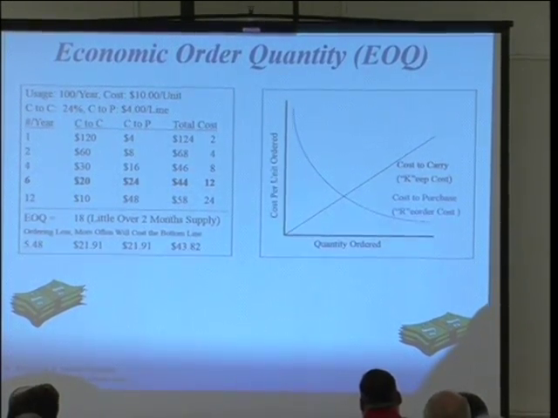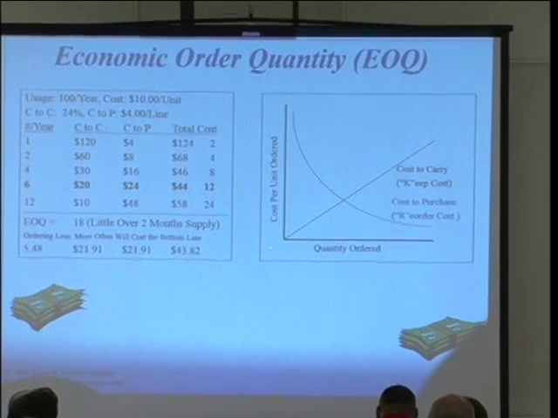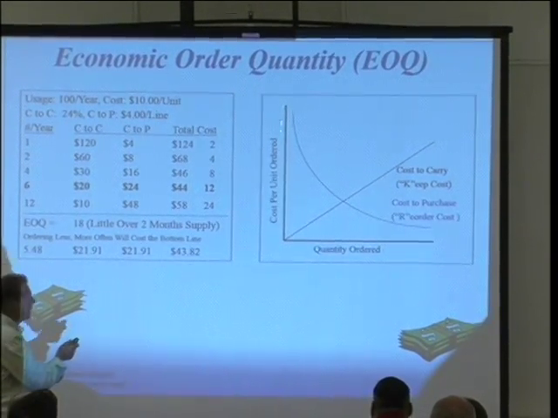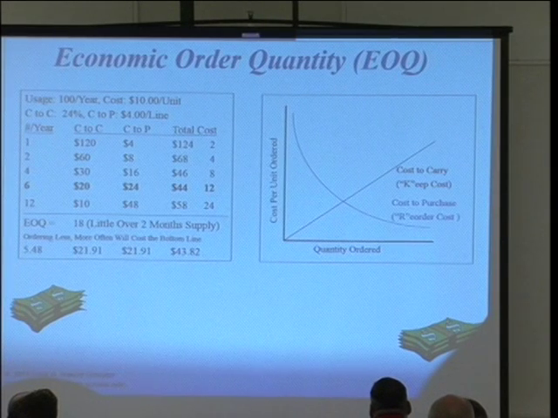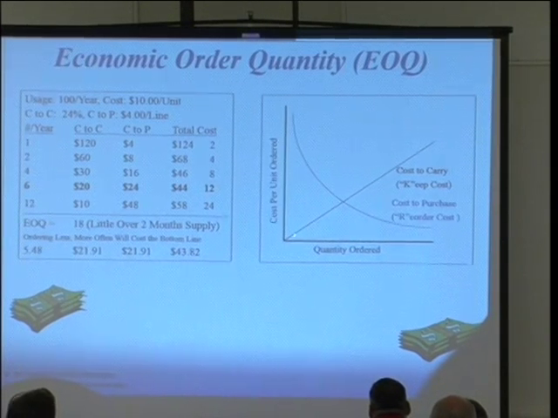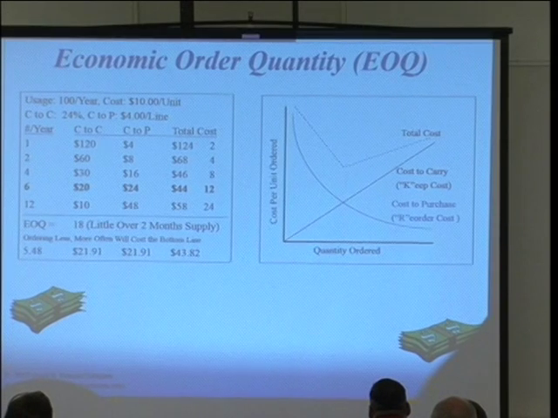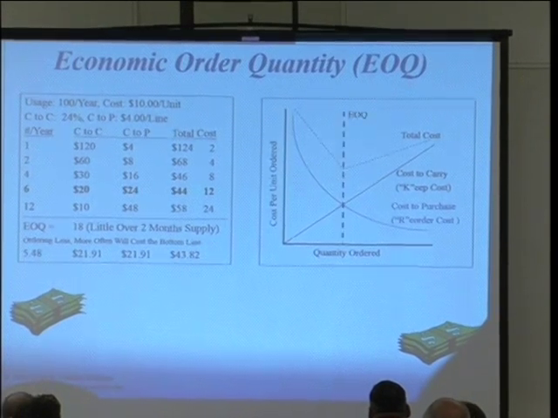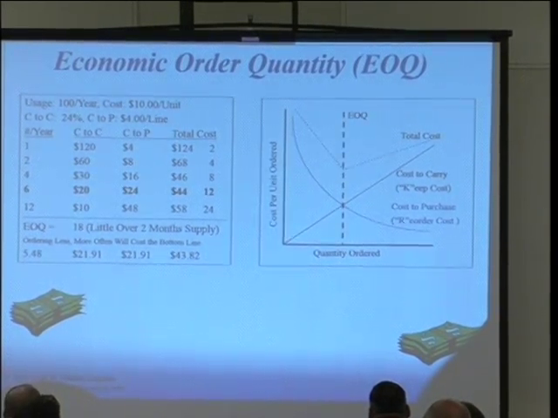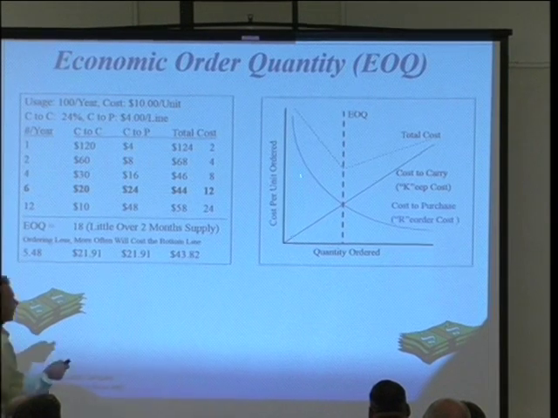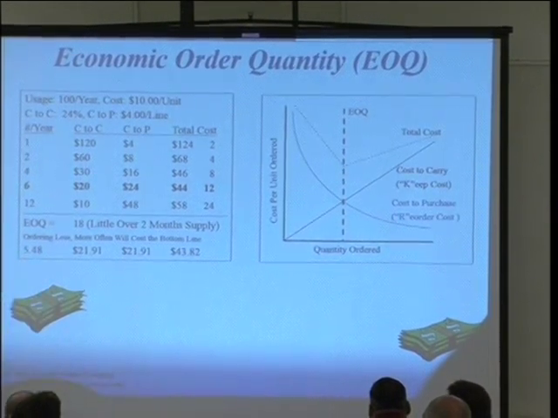So all this EOQ is doing is this. It says, here's what we'd spend on cost to carry, here's what we'd spend on cost to purchase. Just add it up. If I buy one unit, how much is this and this? And it turns out to be $124. So again, all we did was add up the total cost. We look for the trough. And what do you think the trough is? The EOQ. It just says that's where our total cost to carry and cost of purchase is the lowest.